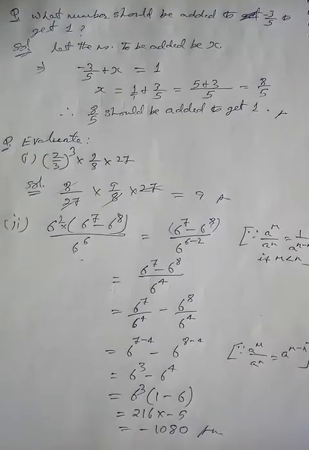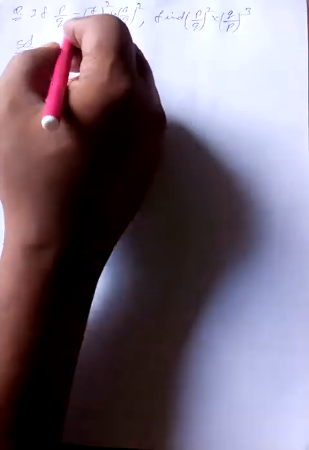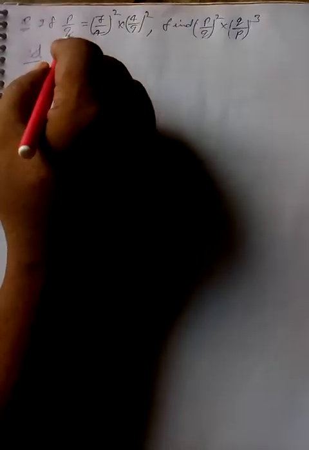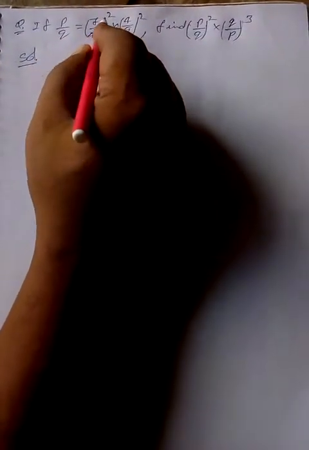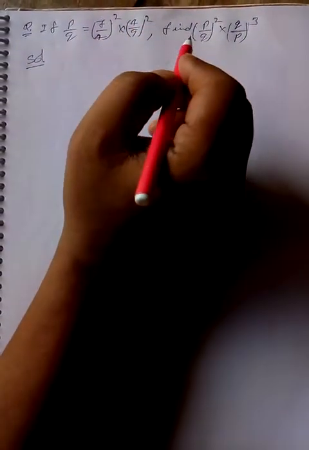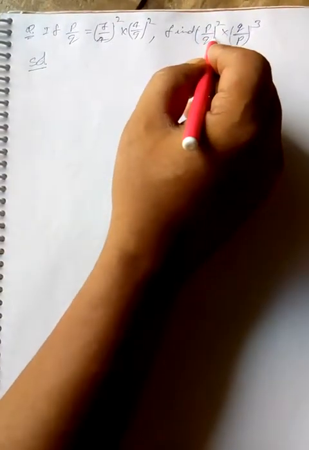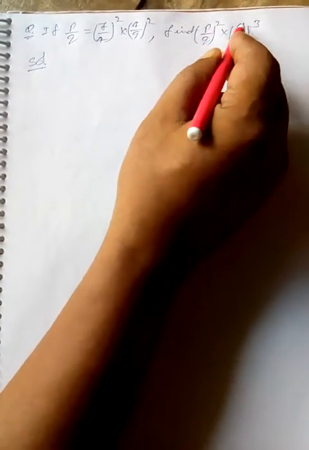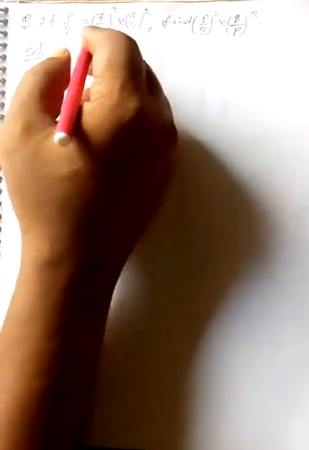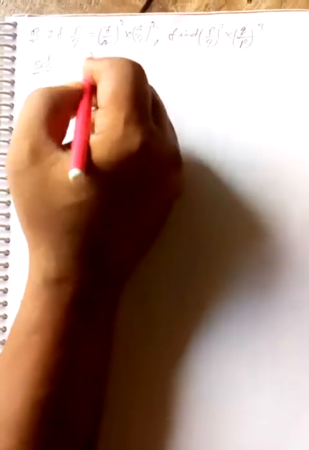Next question is, if P upon Q is equal to 7 by 4 whole square into 4 by 9 whole square, this is the value of P upon Q. Now we have to find P by Q whole square into Q upon P whole cube. First we will reduce this into simplest form.